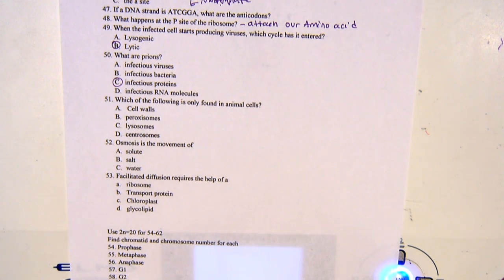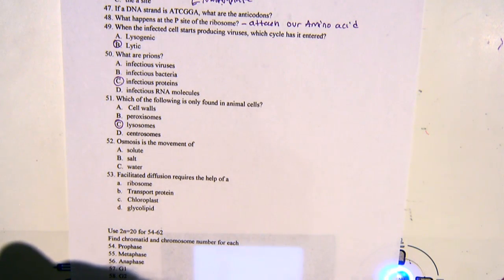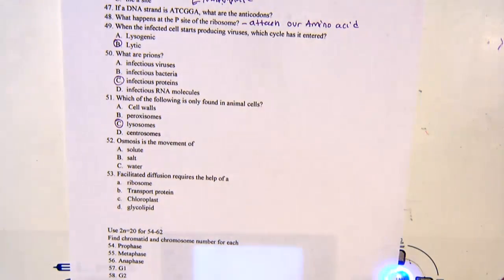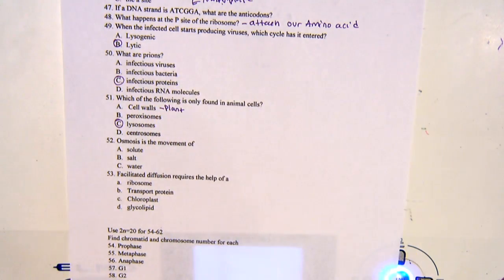So you kind of could figure this one out based on the last one we did. Which of the following is only in animal cells? This is going to be lysosomes. Remember in the previous question we said that centrioles were only in animal cells, but they both had centrosomes. So don't be tempted by D. Peroxisomes are going to be in both, and cell walls are only in plants. So these are plant specific. And peroxisomes and centrosomes are both.